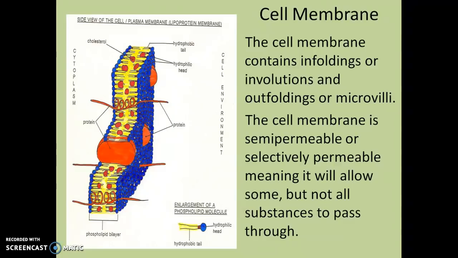The cell membrane is said to be semi-permeable, which means it is selective. It allows some things through, but not everything. It depends on what could fit through this layer and what needs to go through these protein channels, which once again we will talk about next chapter.